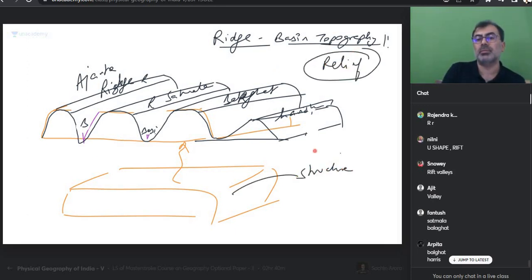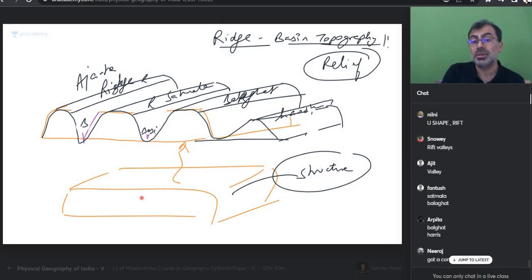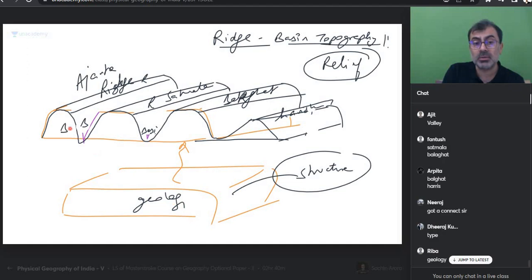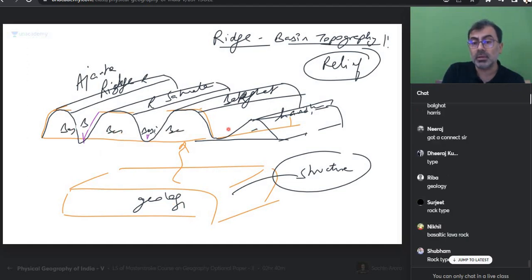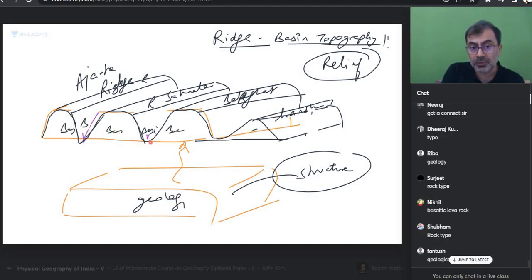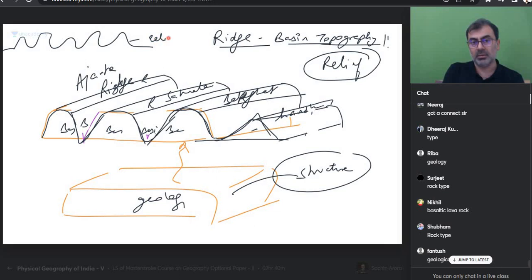Structure remains the same. Sir, what happened? I did not understand. Structure is what? Structure is the geology. So it is all basalt only, basalt, basalt, basalt. But what has happened because of erosion? Can you see slopes? Different slopes were created. This is called relief. Unevenness. Degree of unevenness of the surface is called relief.